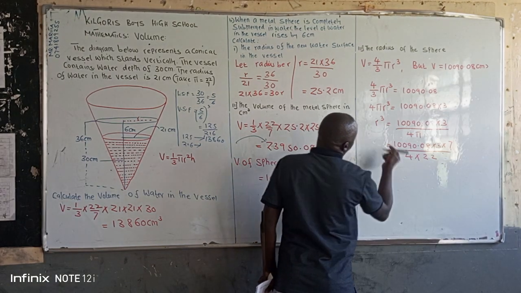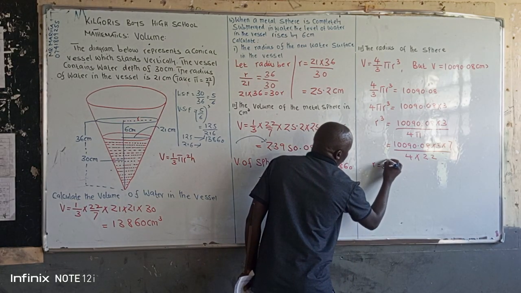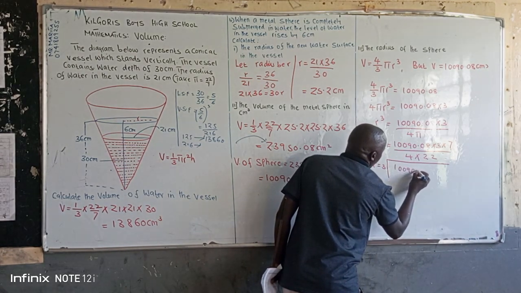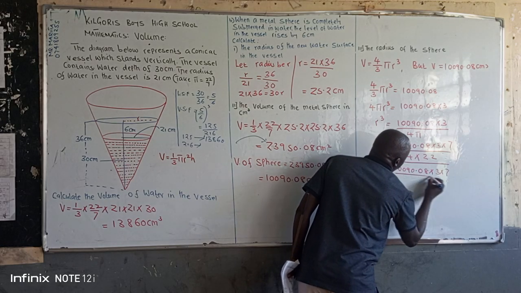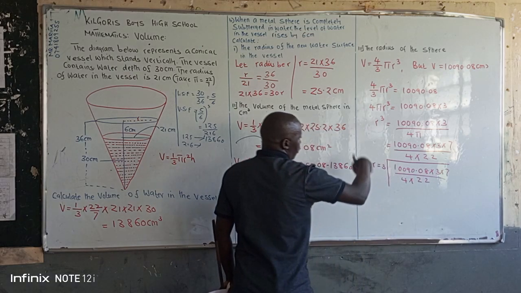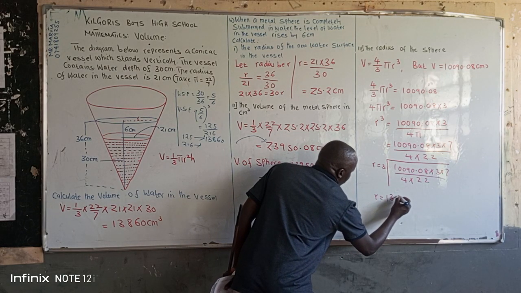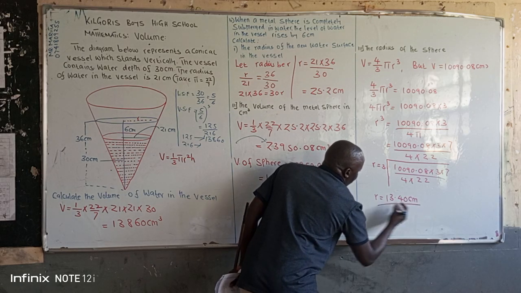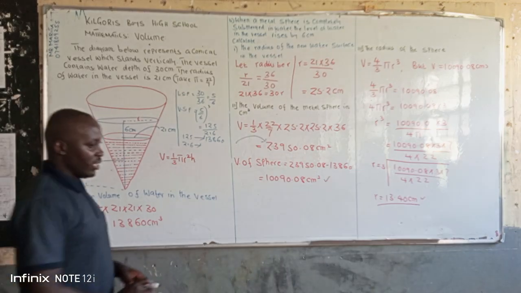So for the radius, you are supposed to find the cube root. The radius is the cube root of 10,090.08 times 3 times 7, divided under the cube root by 4 times 22. If you work that out, it will give you a radius equivalent to 13.40 centimeters. That is the radius of that sphere.